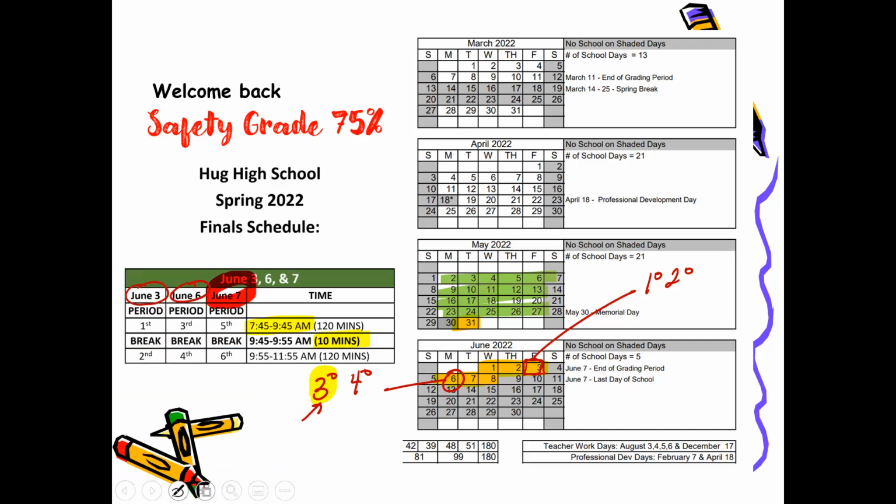June 7th is your last day of school as a junior. For that day, which is a Tuesday, you take fifth period and sixth period.